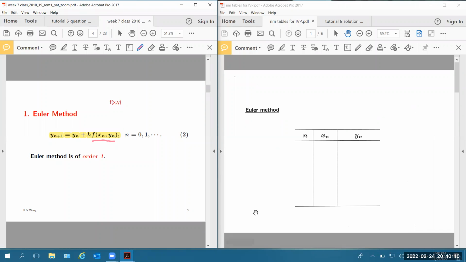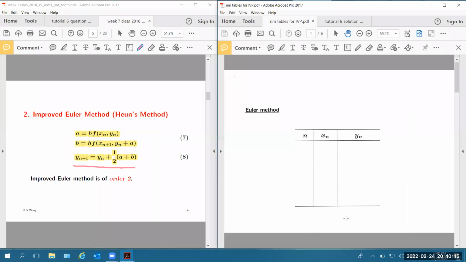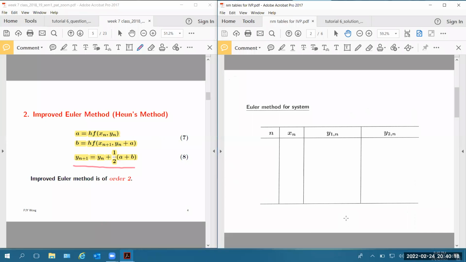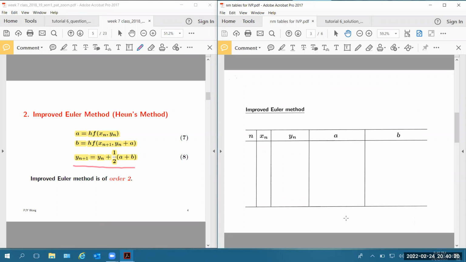And then we were talking about this improved Euler method. Improved Euler method 1 is this. You notice that because you need to calculate the a and b, it's like an intermediate value. So when you tabulate, you also need to tabulate the a and the b. So other than n, xn, yn, you also need to put in your a and your b. This is a second order method.